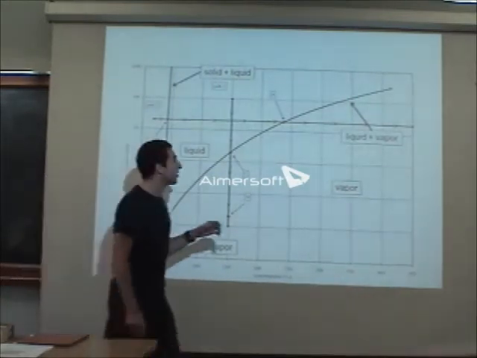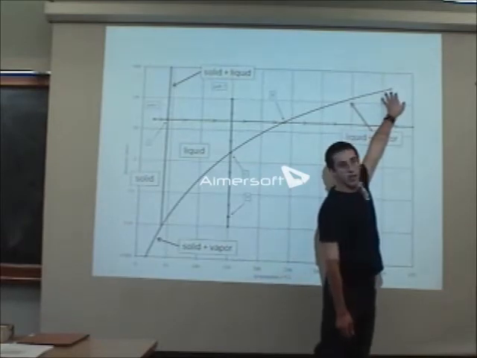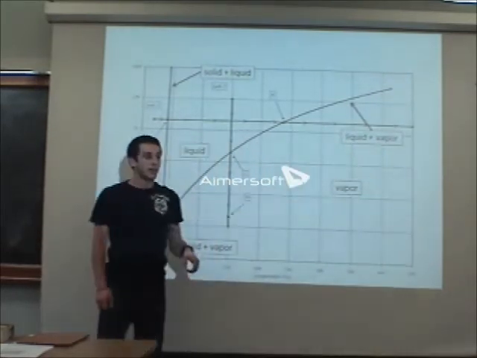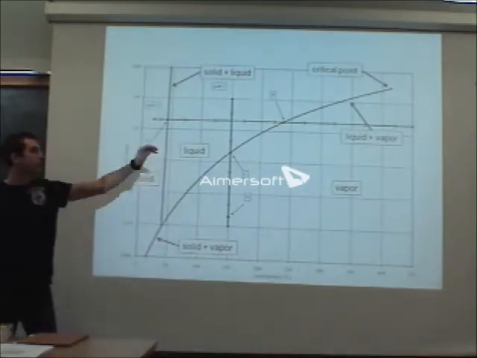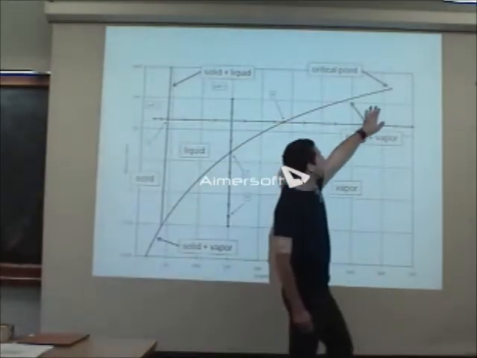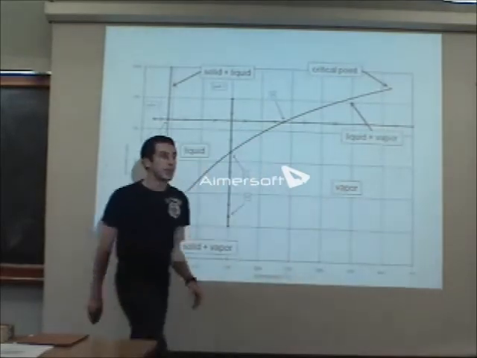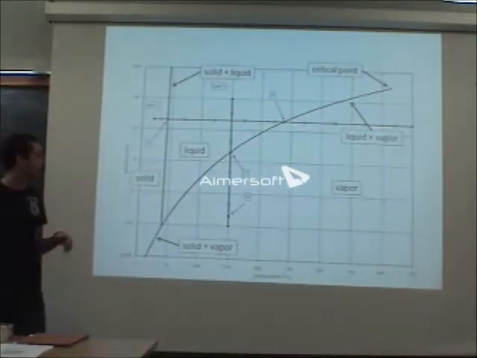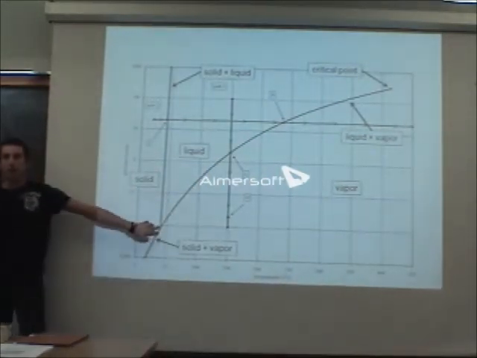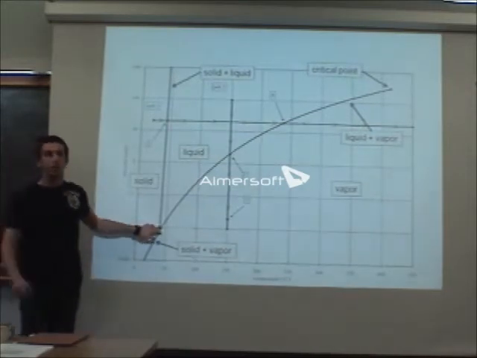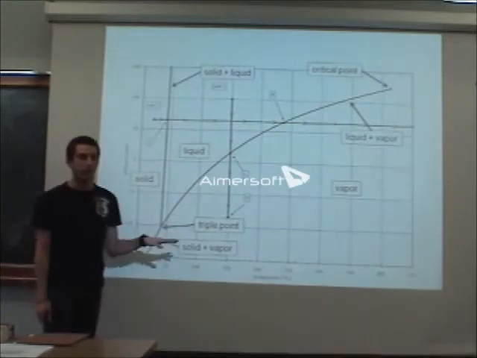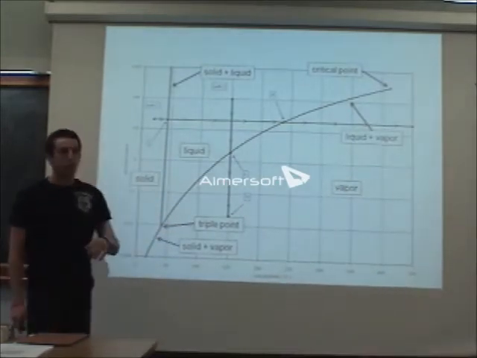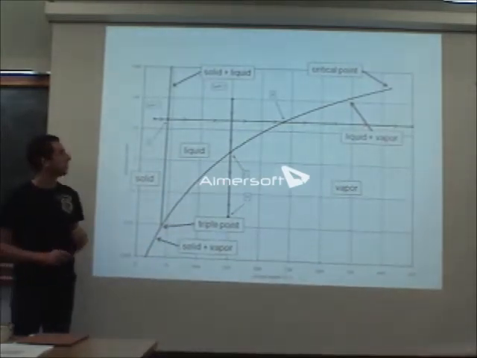All right. Does anyone know what this point right here is called? The critical point? Right, the critical point. And that represents the end of the boiling curve. So above this point, the liquid and vapor have the same densities, and we can't distinguish them. What about this point right here? Triple point? The triple point, yep. And that's when solid, liquid, and vapor are all in equilibrium. So just two other points to notice on this graph.